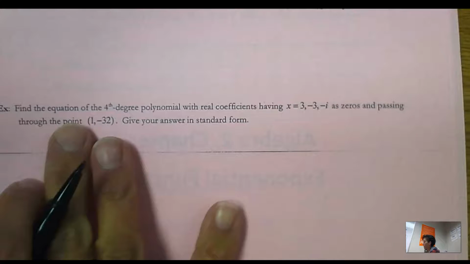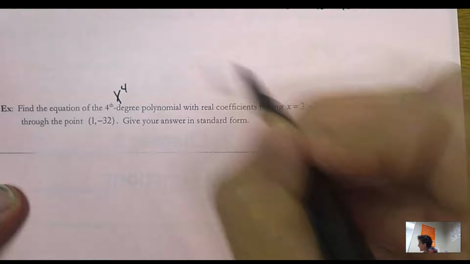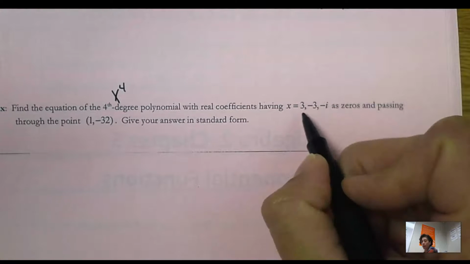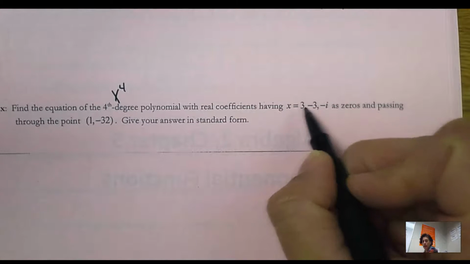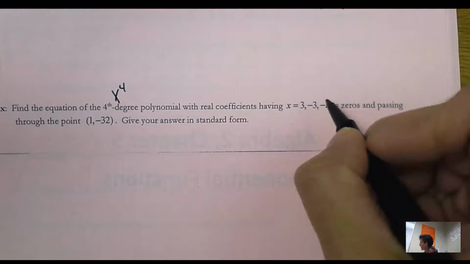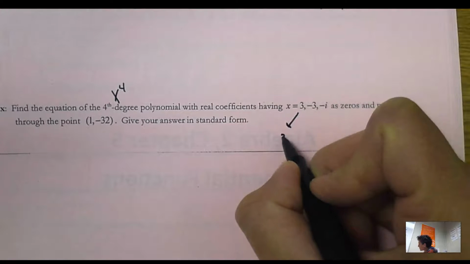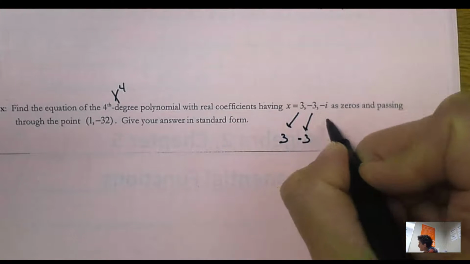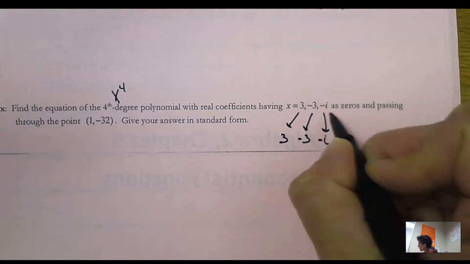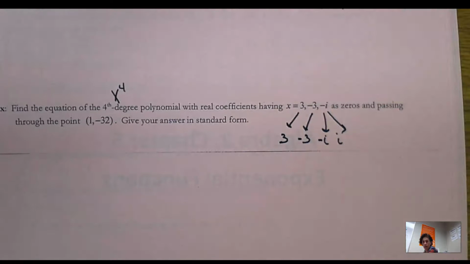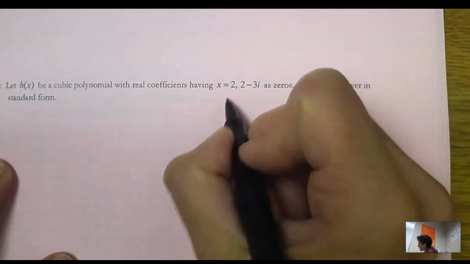So here, we're going to have a 4th degree polynomial in a moment. So our highest power is a 4th power. And they're going to give us the real zeros, 3 and -3. But if they give you a complex zero, they always leave one out. So they're leaving out that there's just an i. All right? And then on this one, they'll give you all the real zeros.